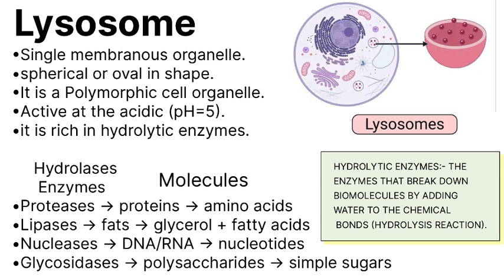These enzymes are optimally active at the acidic pH of 5, which is comparatively low as compared to the pH of the cytoplasm outside, which is neutral at 7.2. These hydrolytic enzymes break down biomolecules like proteins, by proteases, into amino acids. Similarly, lipases break fats into glycerol and fatty acids, while nucleases break DNA or RNA molecules into nucleotides, and glycosidases break polysaccharides into simple sugars, and further they are distributed all over the body.